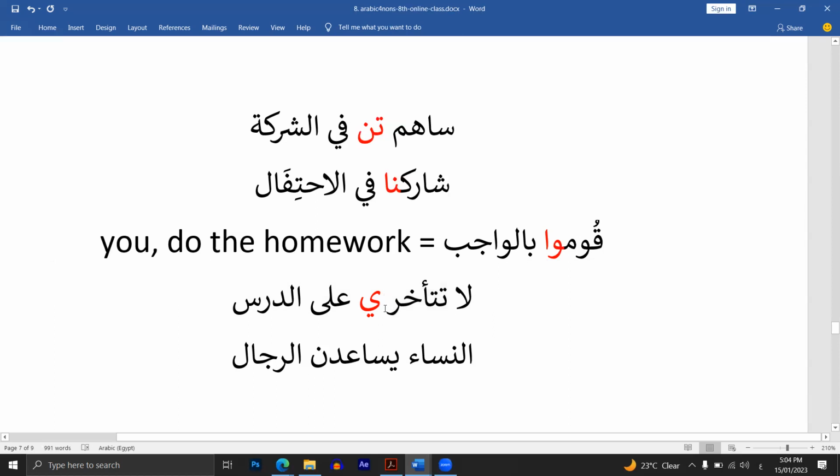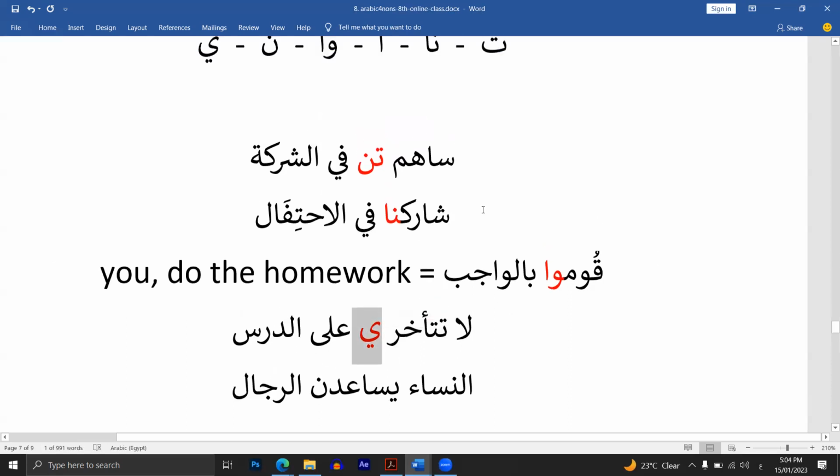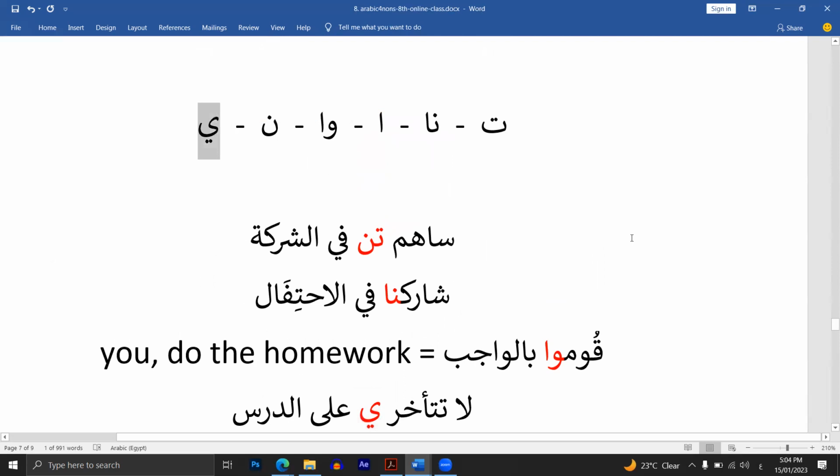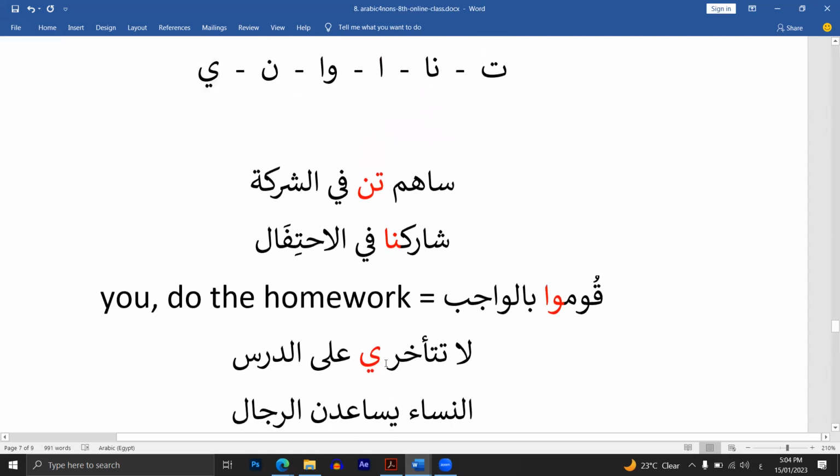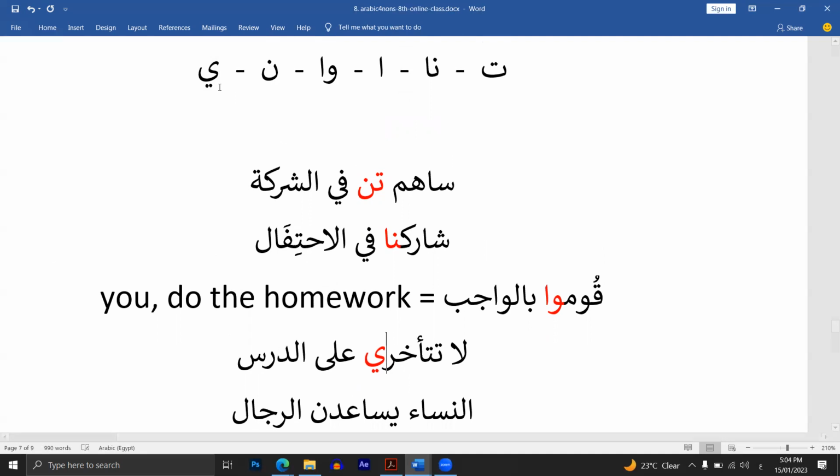And again, if we separate between the verb and the pronoun, the first letter you see, okay? So we are talking about ياء المخاطبة. I hope it's clear. I hope today's explanation is more clear than last week's. Inshallah. Thank you so much.